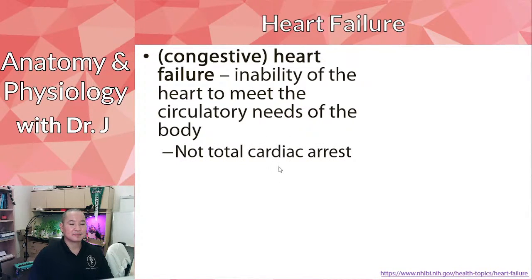Now it's not the same as cardiac arrest. So heart failure, I like to think of it, and hopefully nobody fails this class and you study enough that you don't fail, like thinking of failure with 50% versus failure with a 0. Cardiac arrest is failure with a 0. Heart failure is where you're not doing enough of that function, not doing enough work to keep up.